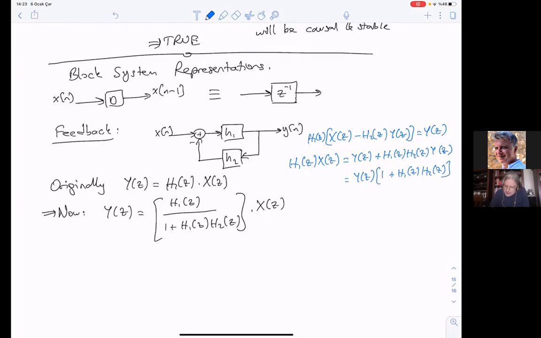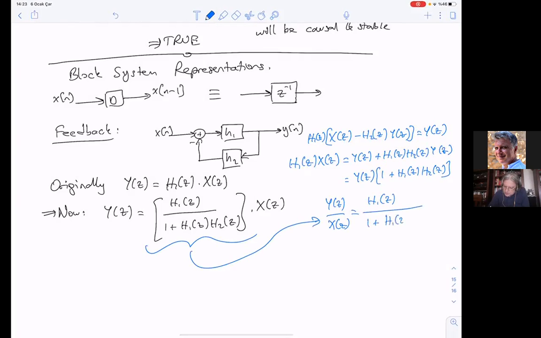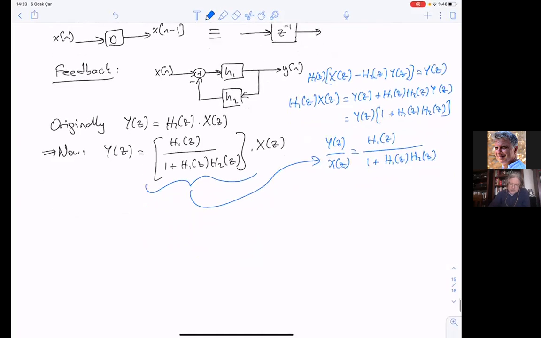And therefore, y of z divided by x of z, which is the overall transfer function that we put here, will be equal to h1 of z divided by 1 plus h1 of z, h2 of z. That's where the formula comes from.